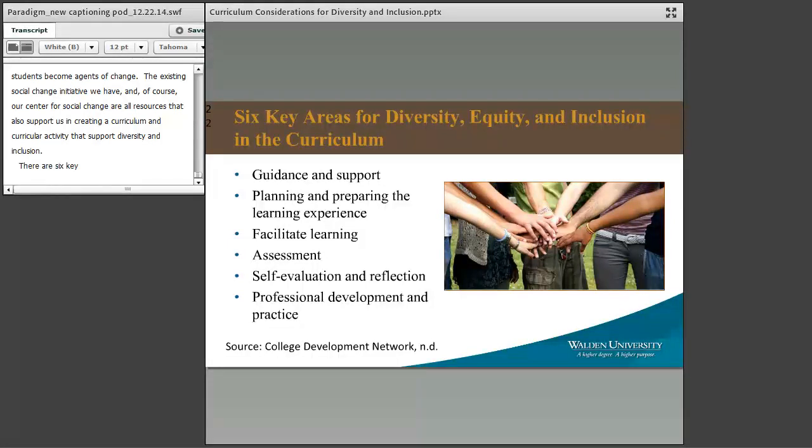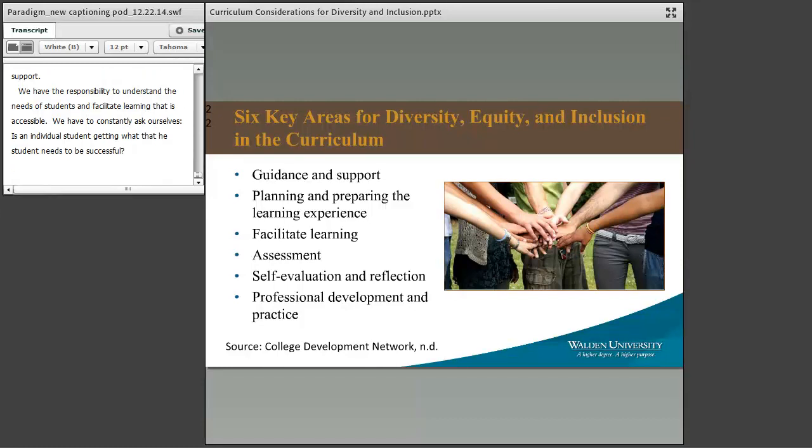There are 6 key areas that I want to spend some time talking with you about, and I think that they're very important. 6 key areas for diversity, equity, and inclusion in the curriculum, and you can see them on the screen. The first is guidance and support. We have the responsibility to understand the needs of students and facilitate learning that's accessible. We have to constantly ask ourselves, is an individual student getting what that student needs to be successful?